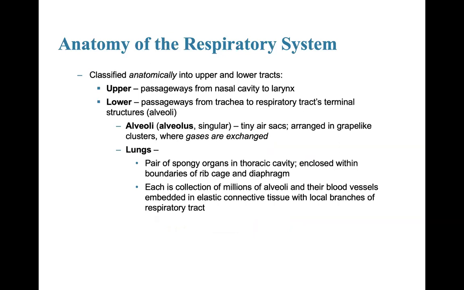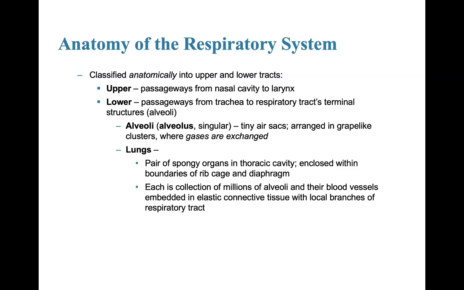So the anatomy of the respiratory tract is broken up into upper and lower tracts. The upper tract is passageways from the nasal cavity to the larynx. The lower tract is passageways from the trachea to the respiratory tract's terminal structures, which are referred to as alveoli. Alveoli are tiny air sacs that are arranged in grape-like clusters where the actual process of gas exchange will occur.